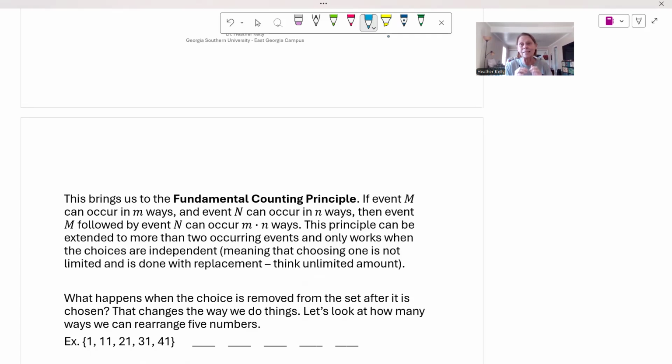from an event does not change the next person's choosing from that event. In other words, it has to be done with what's called replacement, meaning that it never runs out. It is an unlimited amount. Okay, so you can only apply this fundamental counting principle in that case. Now, there's a second situation here. So, this fundamental counting principle only works if it's like unlimited.